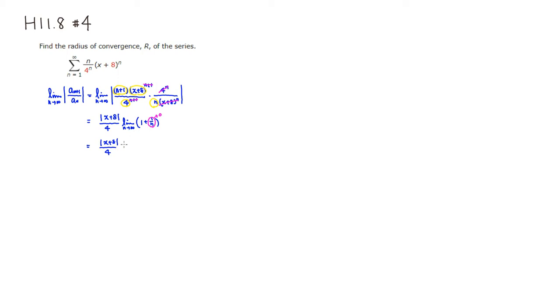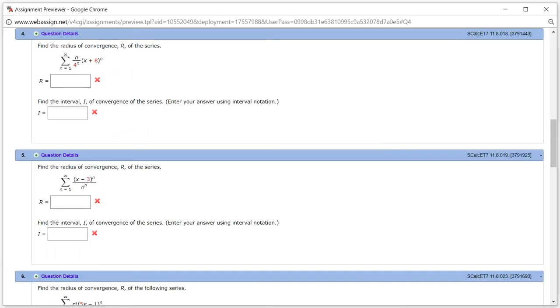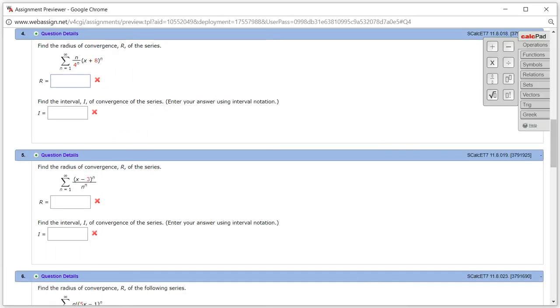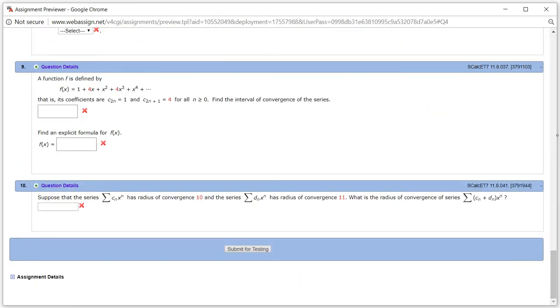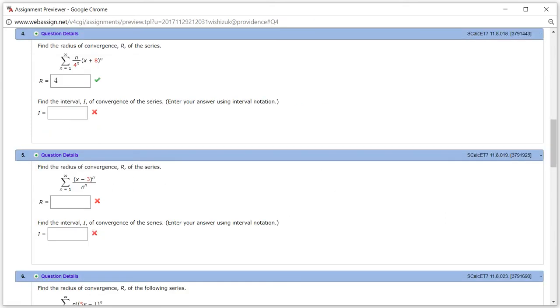We want this to be less than 1. Then I'm going to multiply by 4, so we have the absolute value of x plus 8 is less than 4. So 4 in this case is the radius of convergence. Let's type it in, and it's 4. Let's go ahead and double check. Submit for testing. It came back and we got the radius of convergence correctly.